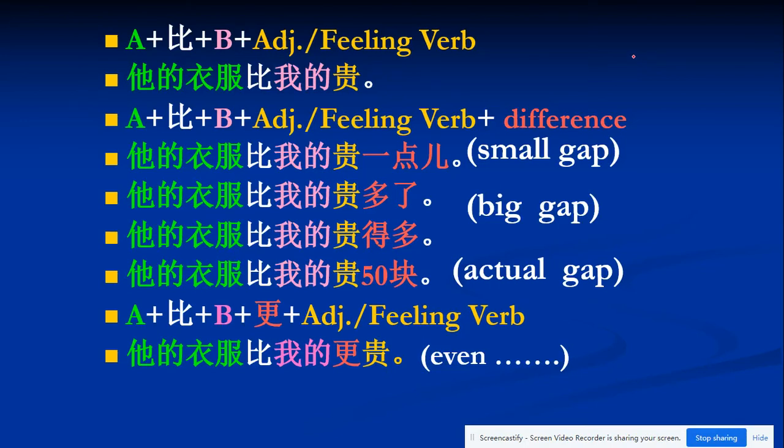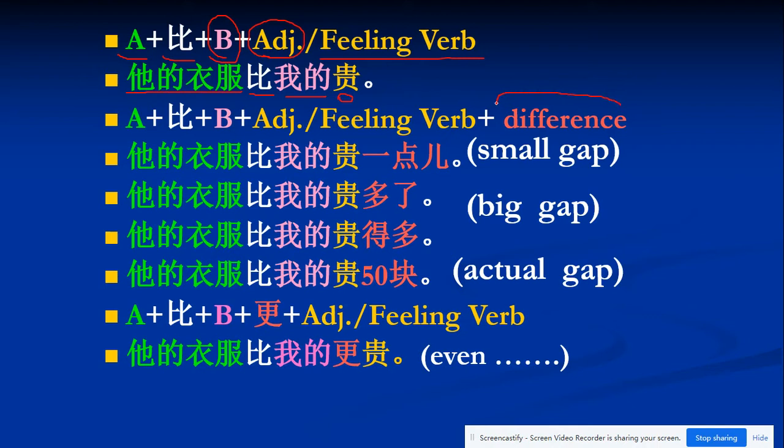In this part, first we want to review the comparison sentences in Chinese. 他的衣服比我的贵。So that's the basic structure. A 比 B adjective or a feeling verb.